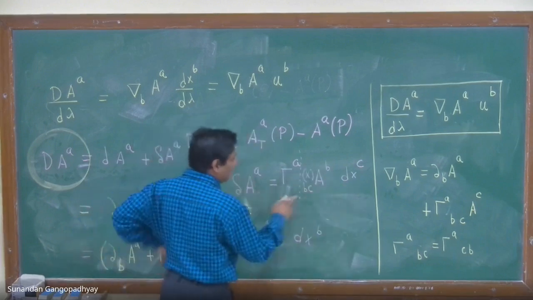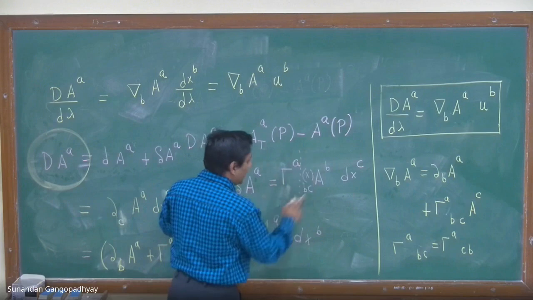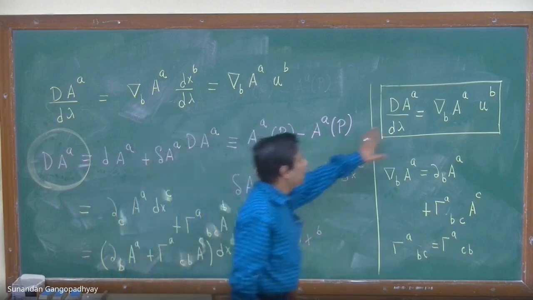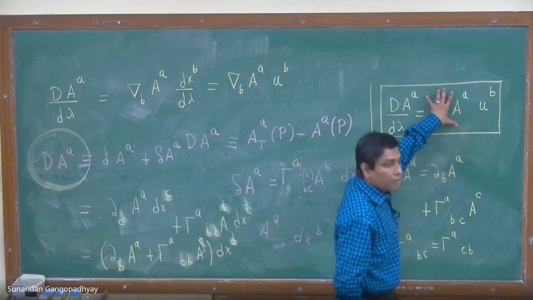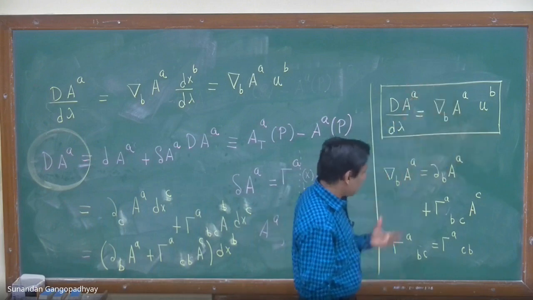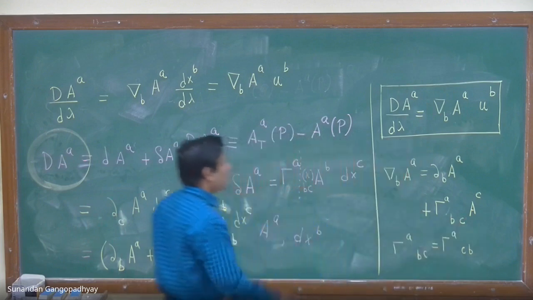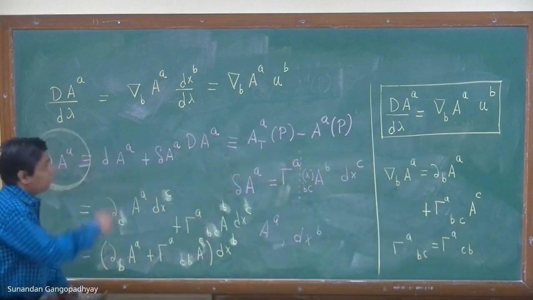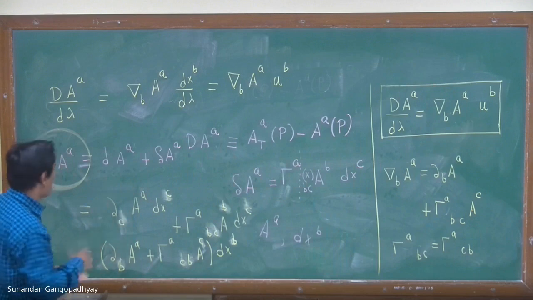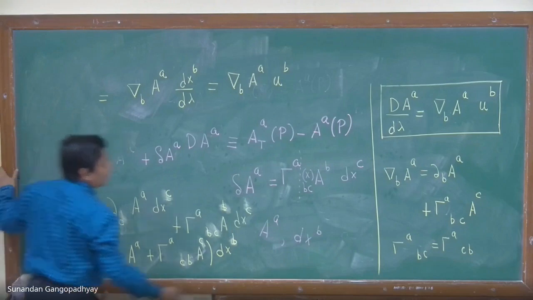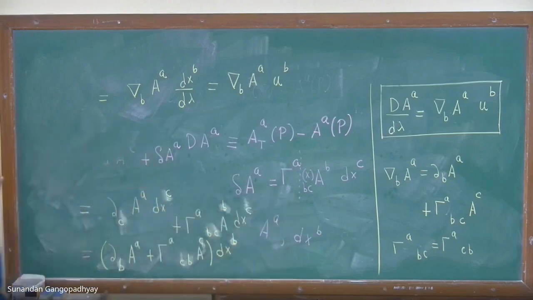Since you define it in this way, you have to bring in an additional structure, the Christoffel symbol, and from there you are going to get this relation. This is called the covariant derivative. This transforms like a tensor, which we have demanded, and the covariant derivative is given by this formula. So from this demand that the covariant derivative transforms in a tensorial way, we now proceed to find the transformation property of this connection.